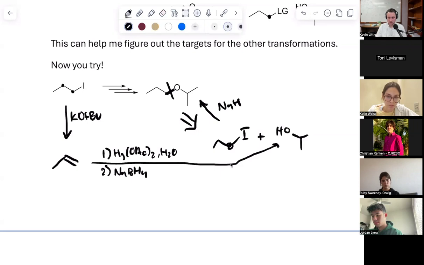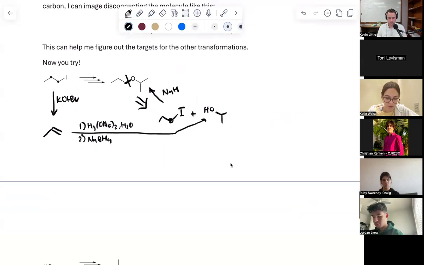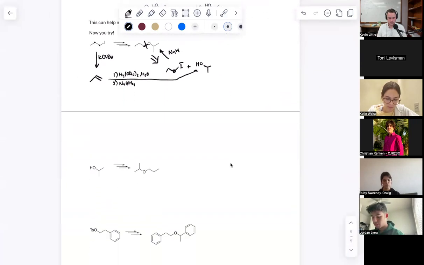So this is where thinking backwards for a little bit helps, right? What is the major disconnection I make? What are the pieces I need to be striving to make? And then we can put them together and make the final product. So I'm going to zoom out so you can see the next one.